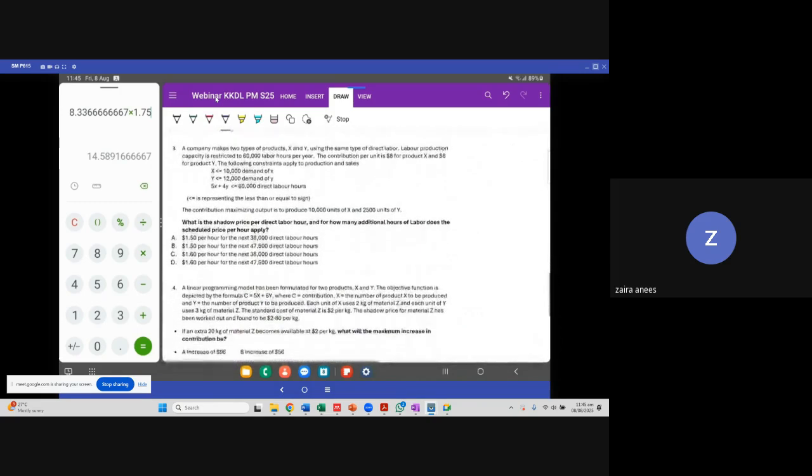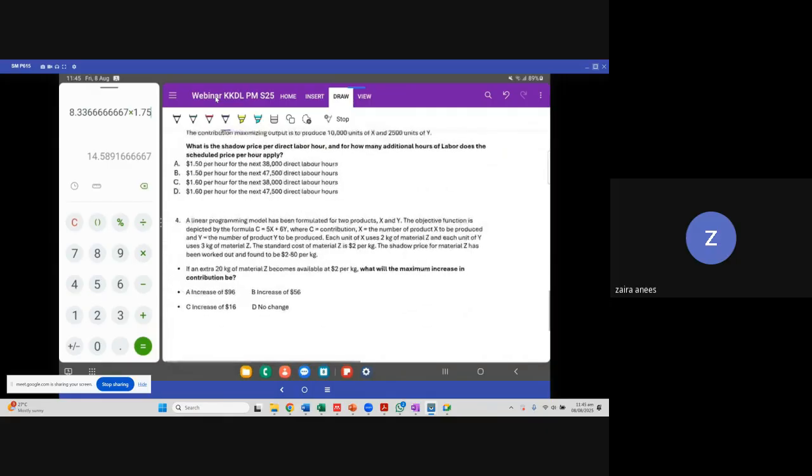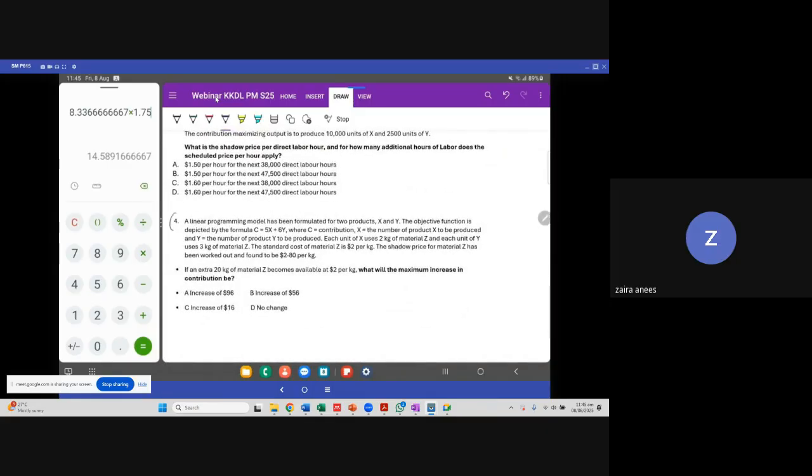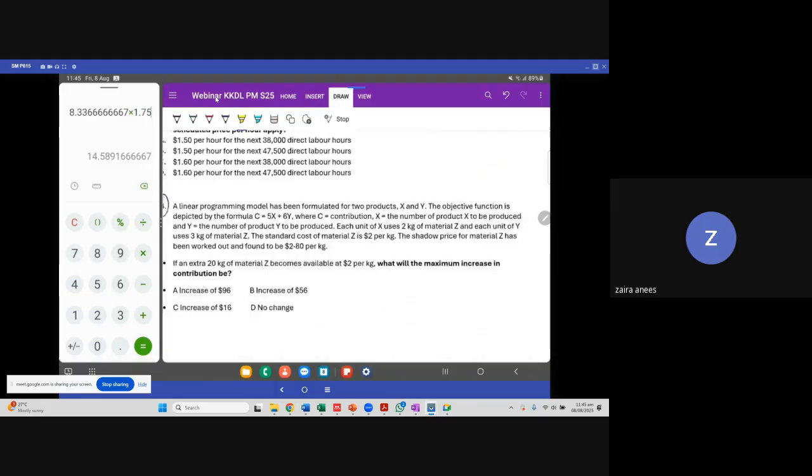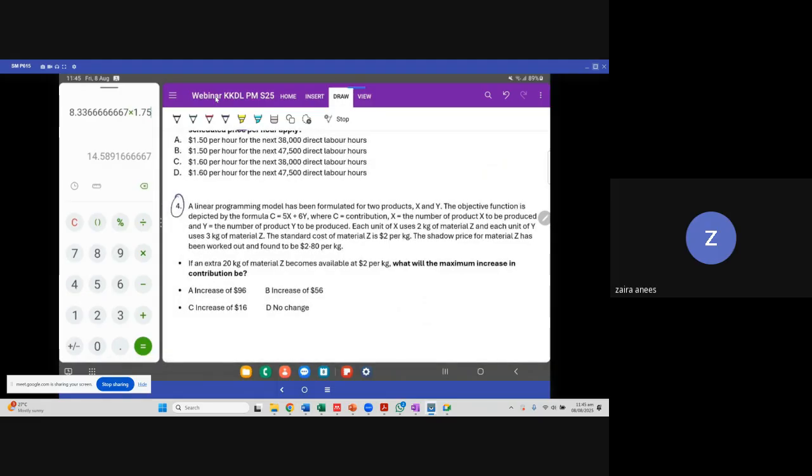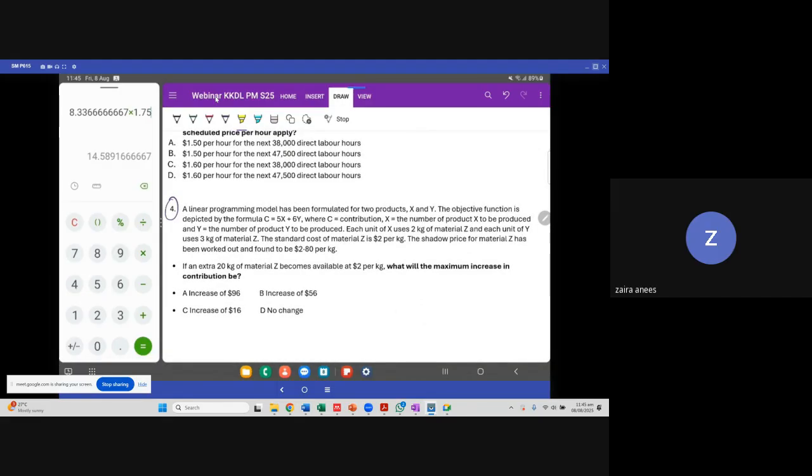So let's try to identify this one, right? This is a simple MCQ. Can we do this? A linear programming model has been formulated for two products X and Y. The objective function, meaning the contribution line, is depicted by the formula C = 5x + 6y, where C is the contribution, X is the number of product X, and Y is the number of product Y to be produced. Each unit of X uses 2 kilograms of Z and each unit of Y uses 3 kilograms of Z.